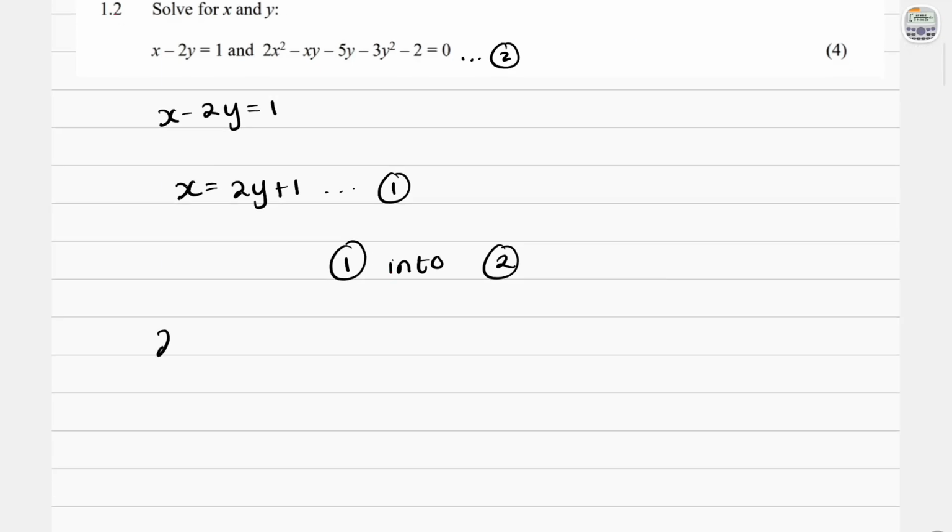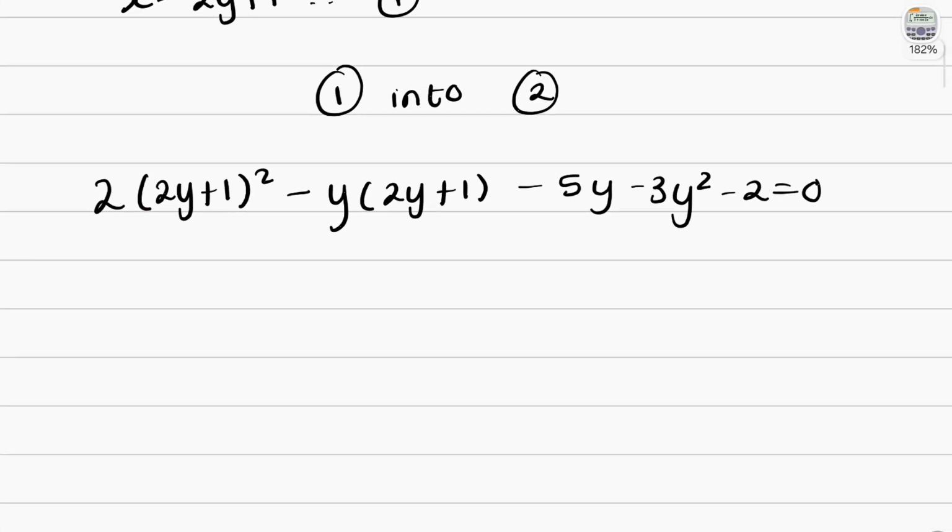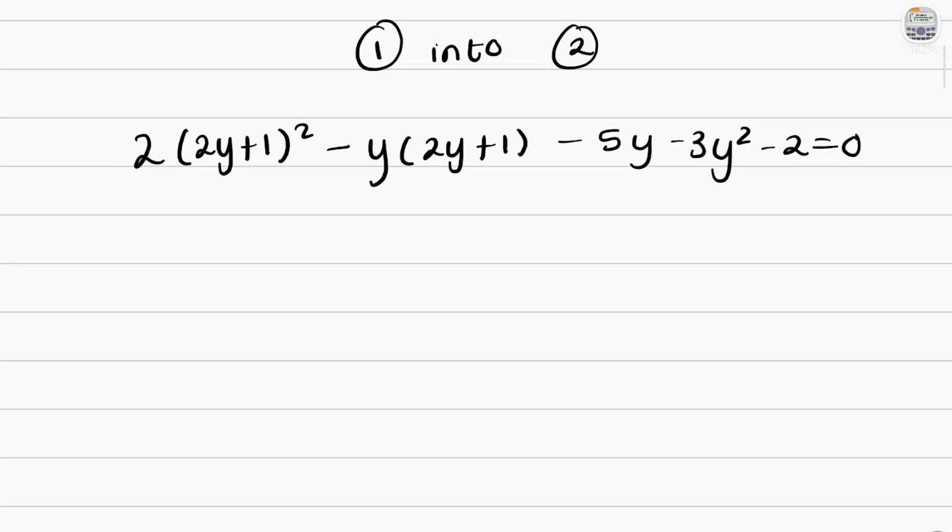So wherever you see x, replace it with 2y plus 1. So this is 2, and then there's x. So it's 2y plus 1 all squared minus, and we have xy. Now, it's best to put the y first because you know that in place of x, you need to replace it with this. So minus y, and then 2y plus 1, minus 5y minus 3y squared minus 2 is equal to 0. Let's distribute and solve for y.